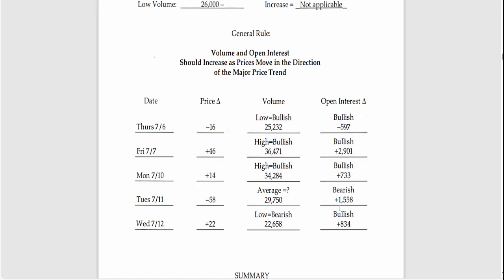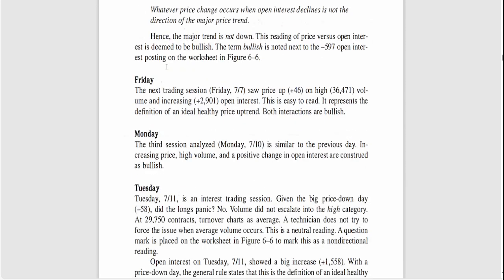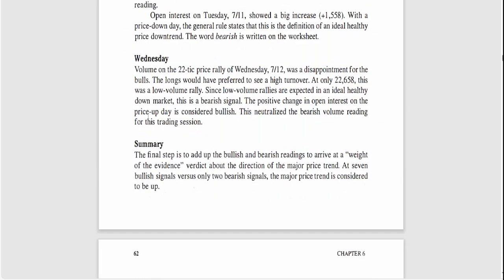In the last 5 days the market is more bullish than bearish, because one time its reading was bearish, otherwise it was bullish. So overall the market is bullish. Sure. So, okay, Friday, Monday, Tuesday, they are explaining everything. Wednesday, summary. Summary means what they concluded.